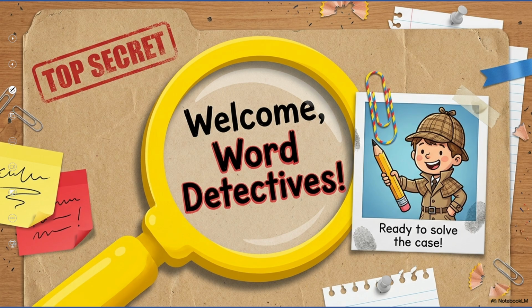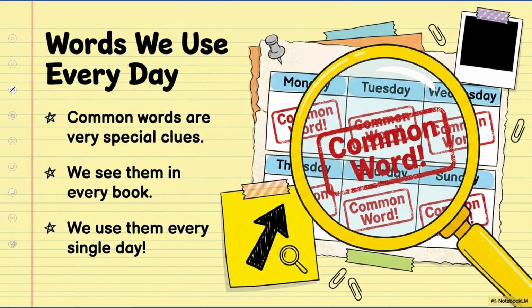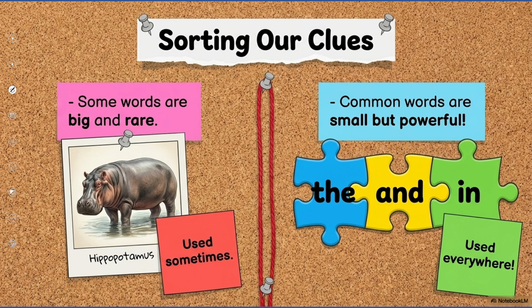So what are familiar common words? Familiar common words are very special clues. We see them in every book, not only in English, and we use them every single day. Can you read this word? This is hippopotamus. Got it? We don't usually see it very often, so we cannot call it a common word.